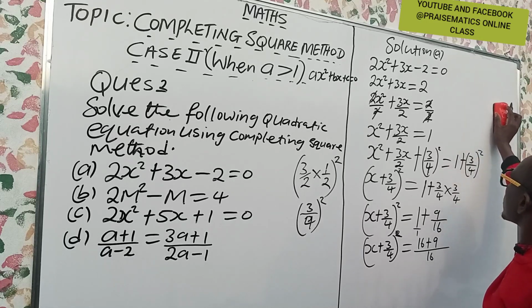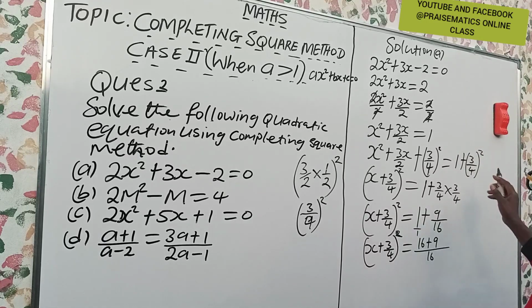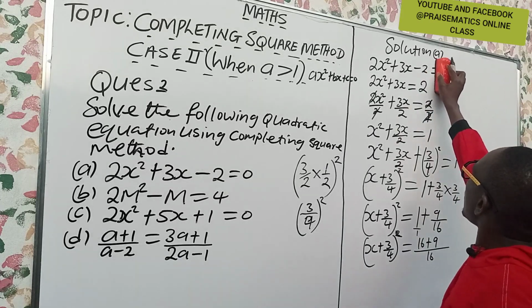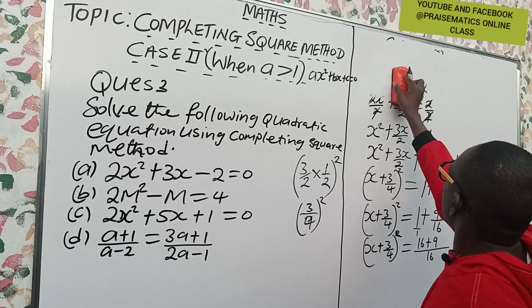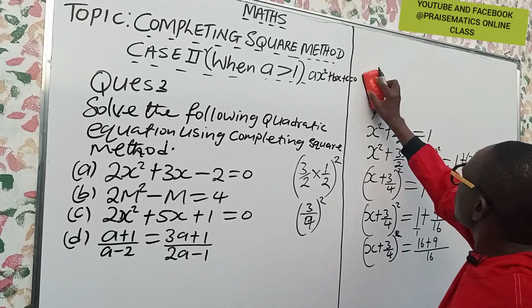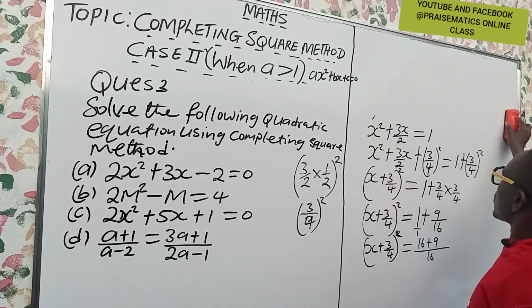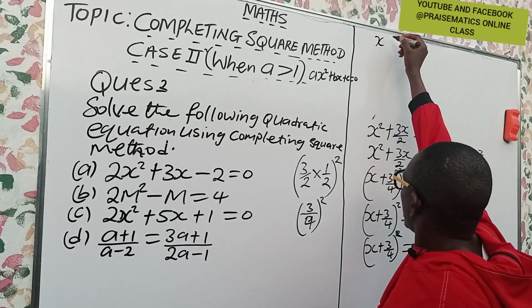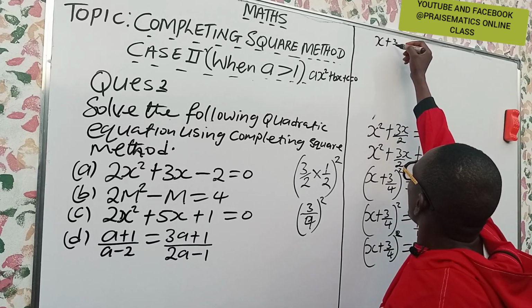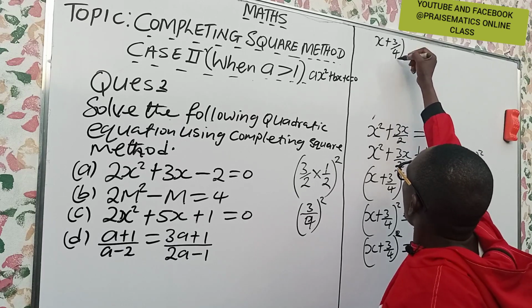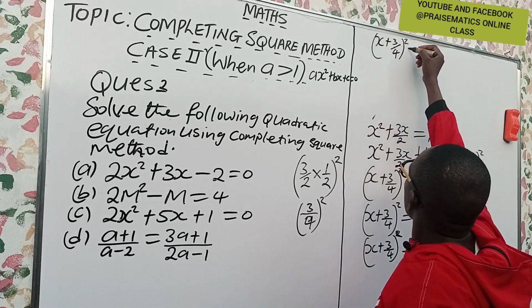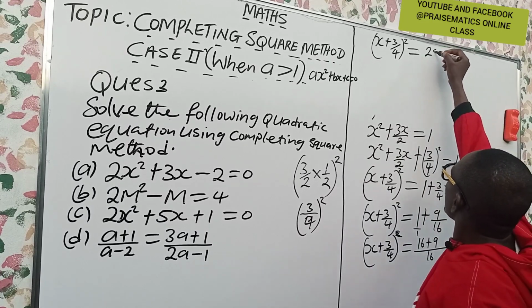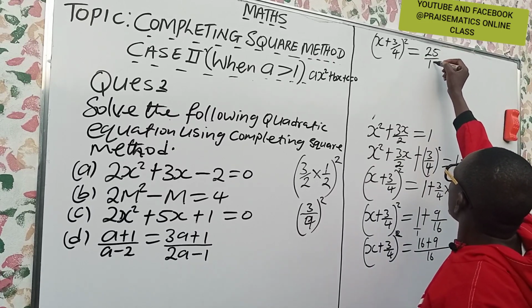So anyone can serve. So finally, what do we have? Let's continue here. We now have that (x + 3/4)² is equal to 16 plus 9 will give us 25 over 16.